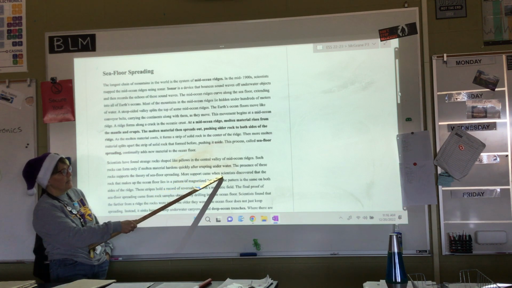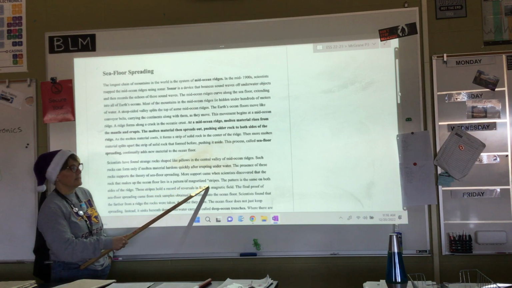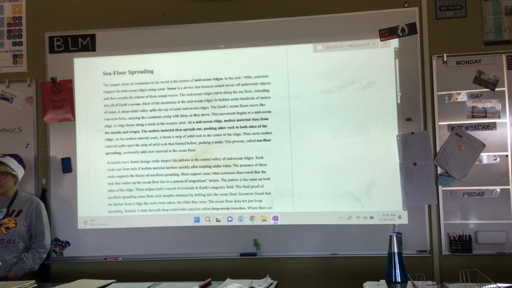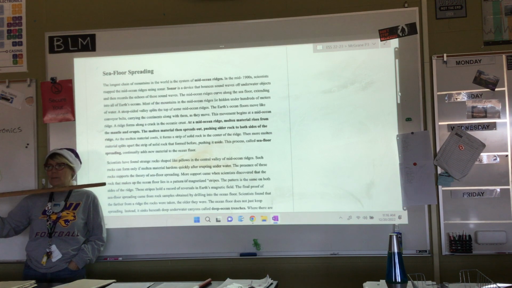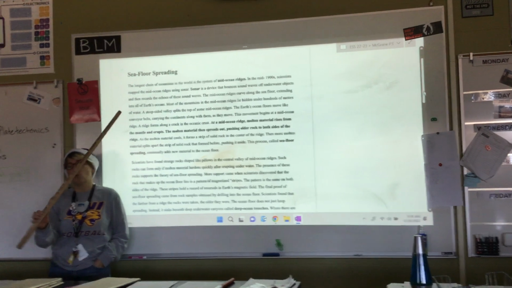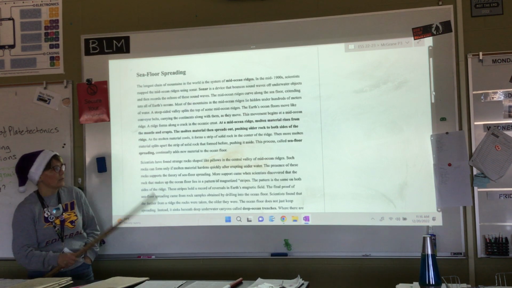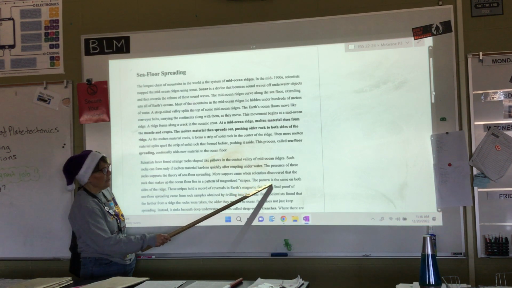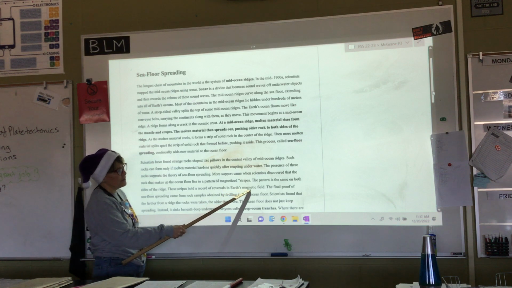More support came when scientists discovered that the rock that makes up the ocean floor lies in patterns of magnetized stripes. What? Magnets on the bottom of the ocean floor? Let me explain what they're talking about. When rock melts, there's iron in it. And as it cools, the magma, or the iron in the magma, rotates itself so that it points north and south. And so that's what they're talking about. It's magnetized. It's got like a north end and a south end like a magnet. The pattern is the same on both sides of the ridge. These stripes hold a record of reversals in Earth's magnetic field.